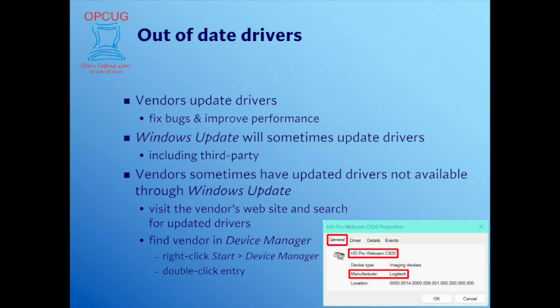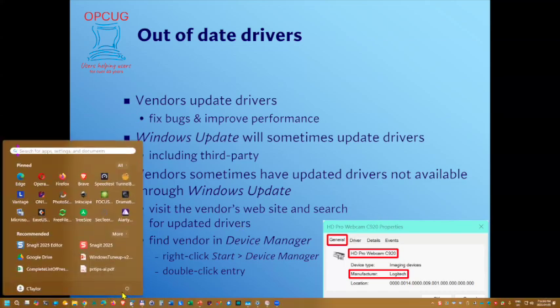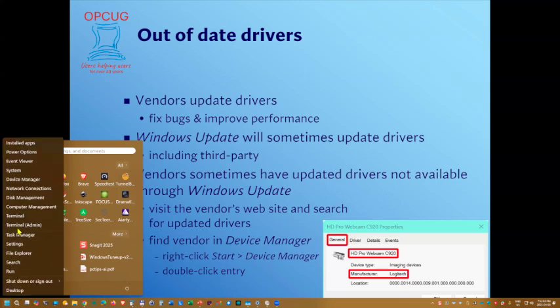So how do you find out what you're using currently? Your vendor might have some information on what drivers are the latest versions available. You can go to Device Manager. If you right-click on the Start button and choose Device Manager from the pop-up list, you can double-click on any particular entry, and then you will see what is actually being used. Sorry, I didn't highlight the right thing on there. So what I'm going to do is bring up Device Manager.